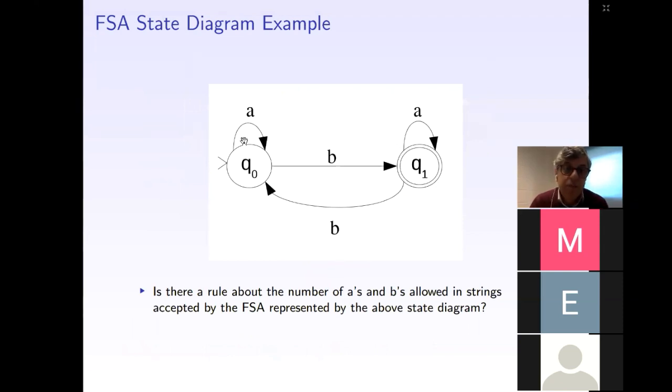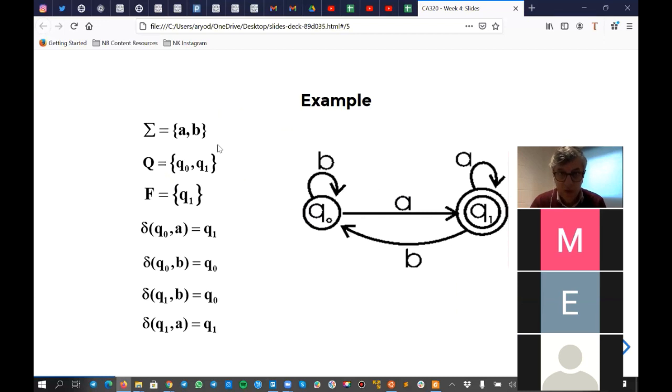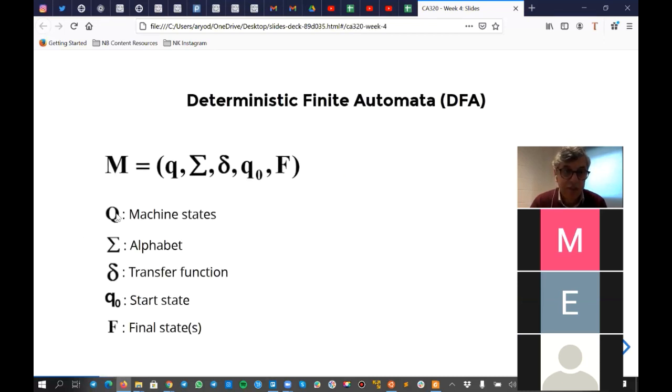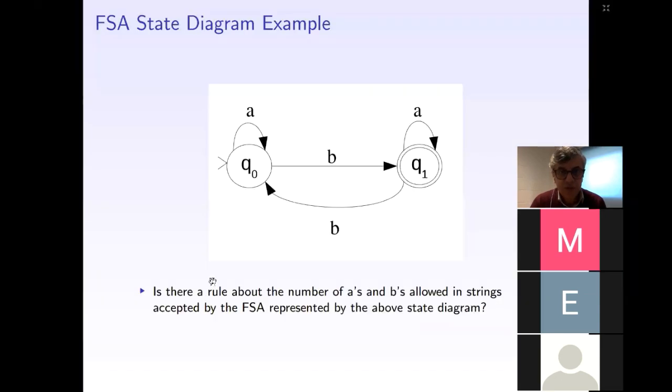So I said, from the definition of the machine, what was the definition of the machine? It was this: you have the states, the alphabet, the transfer function, the initial state and the final states. So from the definition of the machine, you can have the state diagram, and from the state diagram, you can have the definition. That's a two-way road. What the question is here: is there a rule about the number of A's? That's a very good question. What does it mean? A rule about the number of A's and B's allowed in a string to be accepted.